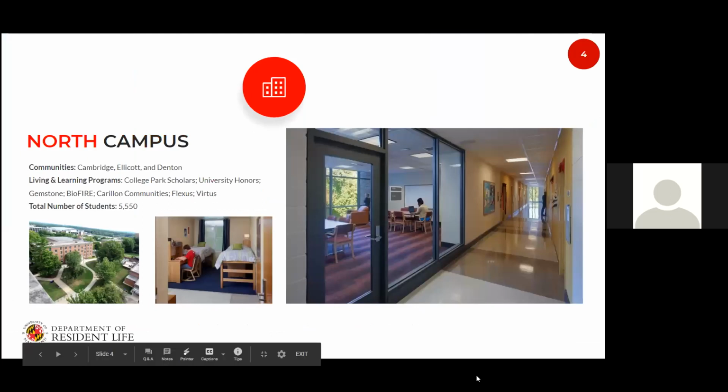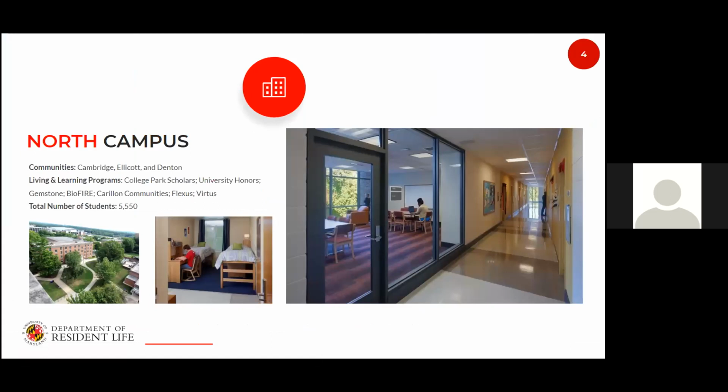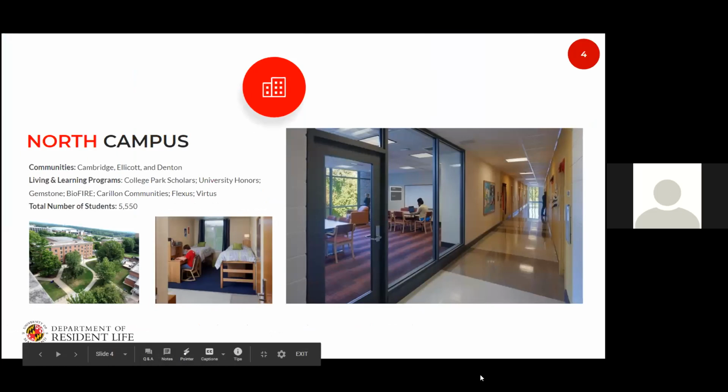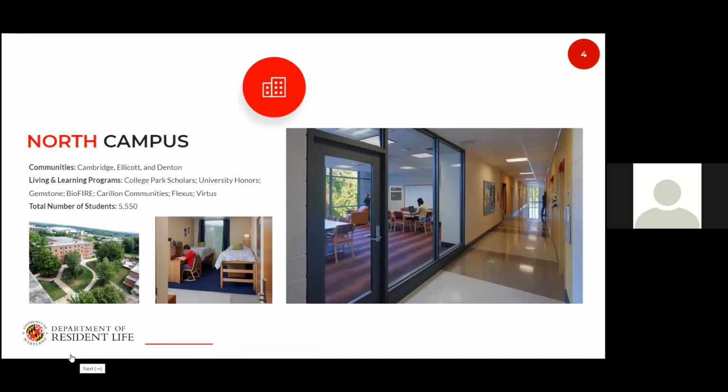Our North Campus communities are Cambridge, Allocate, and Denton. Living and learning programs include College Park Scholars, University Honors, Gemstone, BioFire, Carillon Communities, Flexus, and Virtus. The total number of students is 5,550. Students who live on this side of campus live in close proximity to the Recreation Center, the football and basketball stadiums, and the Performing Arts Center.